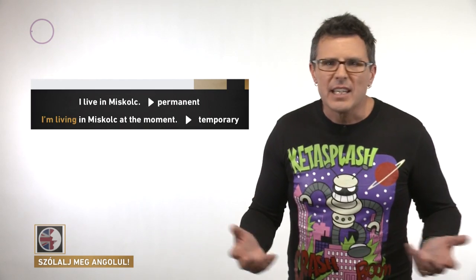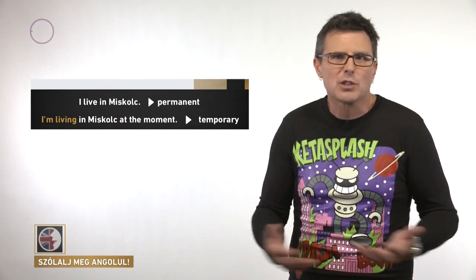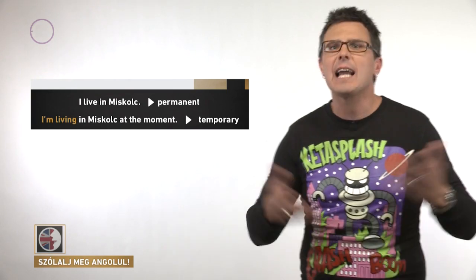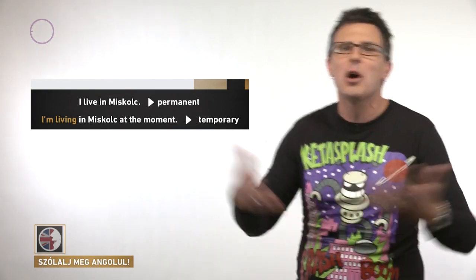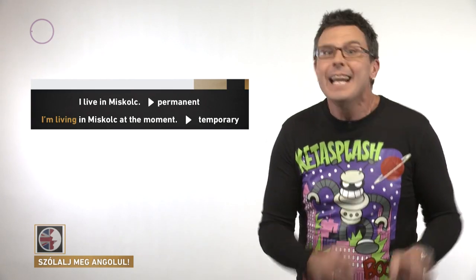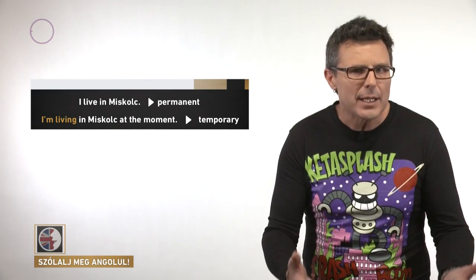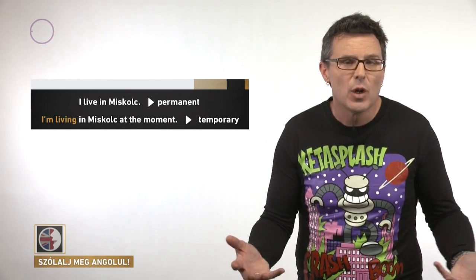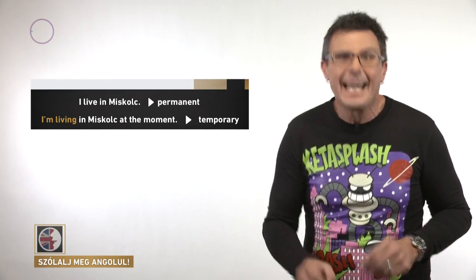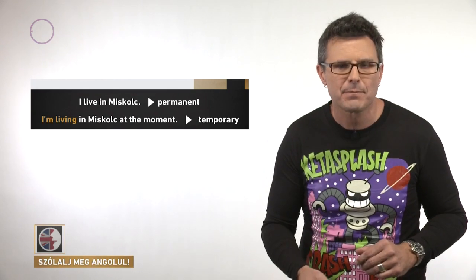Maybe I'm studying at university. Maybe I've come to Miskolc because of my job, but it's not a permanent move. I live in Budapest or Győr or Kecskemét. That's my permanent home. That's where I live. But now, for a few weeks or a few months, we don't know. Now I'm living in Miskolc. It's temporary, so we use the present continuous tense.